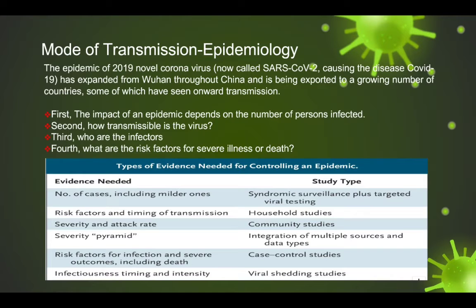Here is mode of transmission, epidemiology. The epidemic of 2019 novel coronavirus, now called SARS-CoV-2, causing the disease COVID-19, has expanded from Wuhan throughout China and is being exported to a growing number of countries, some of which have seen onward transmission. First, the impact of an epidemic depends on the number of persons infected. Second, how transmissible is the virus? Third, who are the infectors? Fourth, what are the risk factors for severe illness or death?